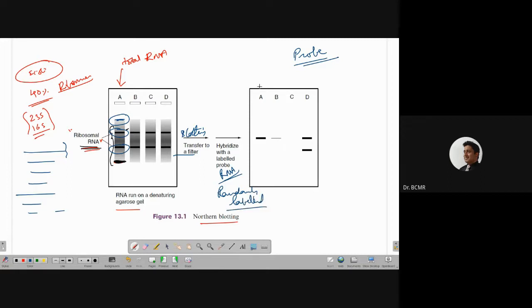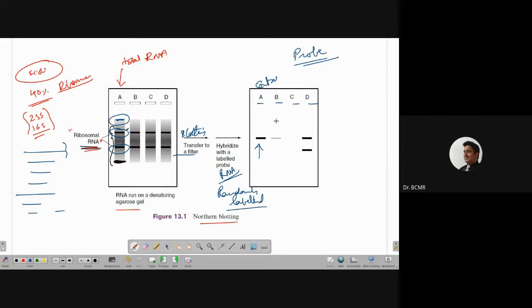And now assume A is the control. What can you say about A, B, C, D? Everything in relation to A. What can we say of A? Anybody?